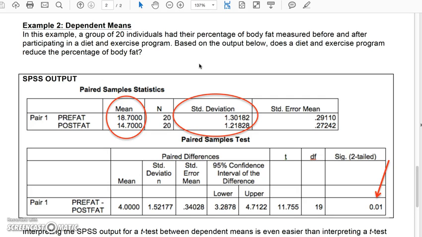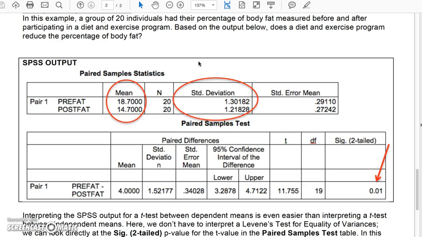Okay, so in this example there's a group of 20 people. They had their percentage of body fat measured before and after participating in a diet and exercise program. And based on the output below, we're going to answer the question, does a diet and exercise program reduce the percentage of body fat?